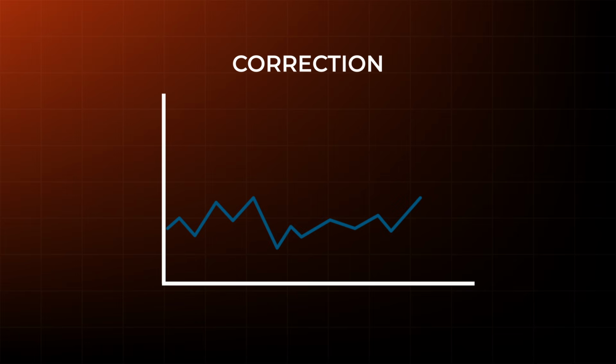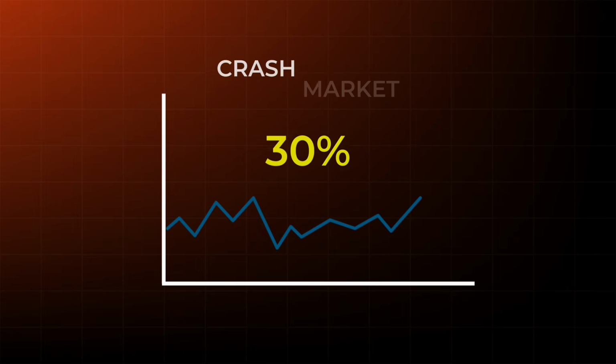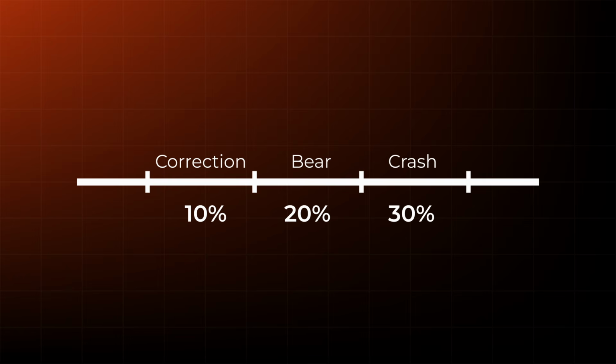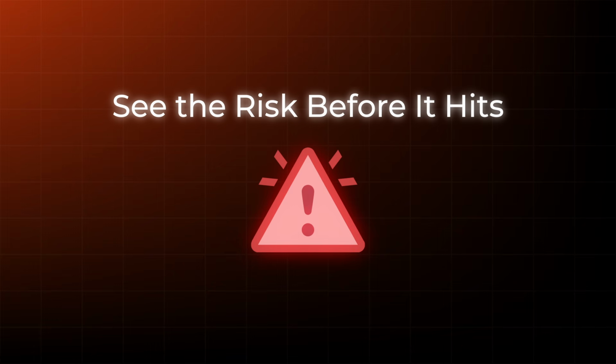A correction in Wall Street terminology is 10%. 20% is a bear market and 30% is a crash. So we're going to be in between a bear market and a correction, because a correction, once again, is 10, a bear market is 20. So if I can be at least 15% away, that will allow me to see the accident coming significantly before I have to make any type of move.